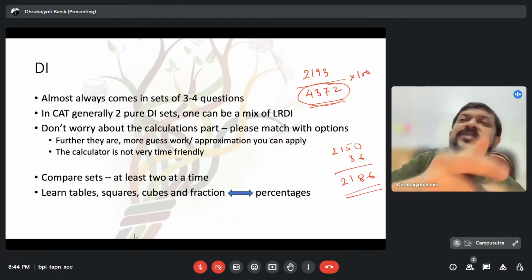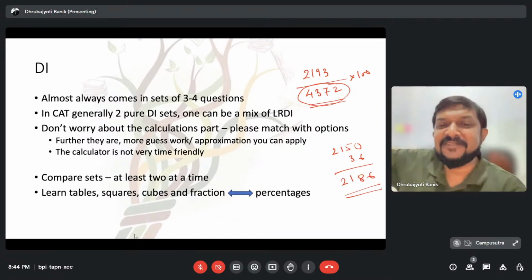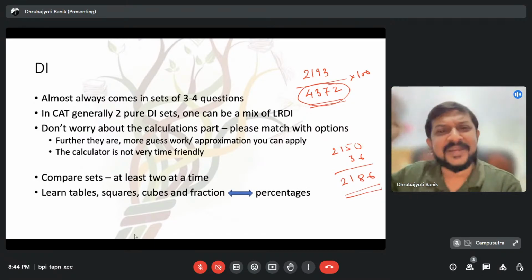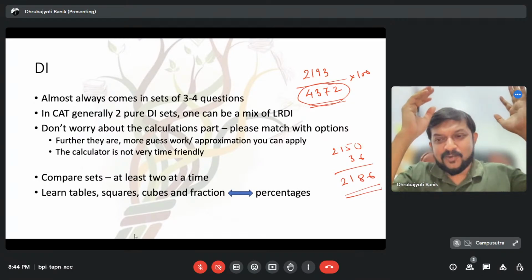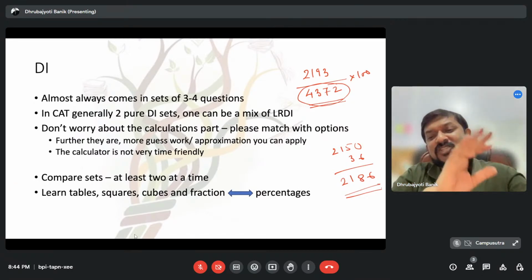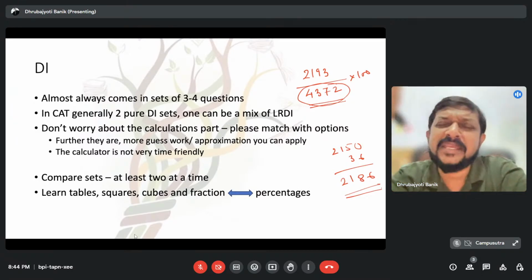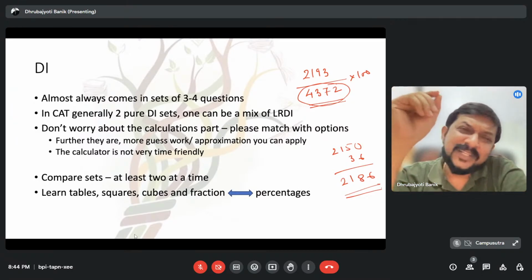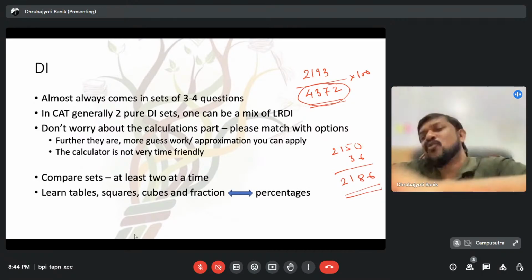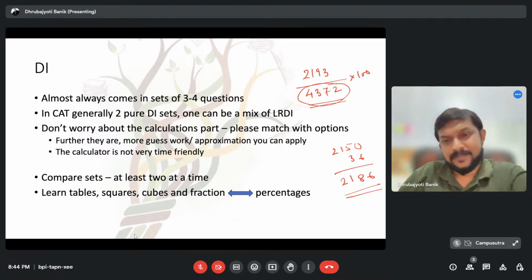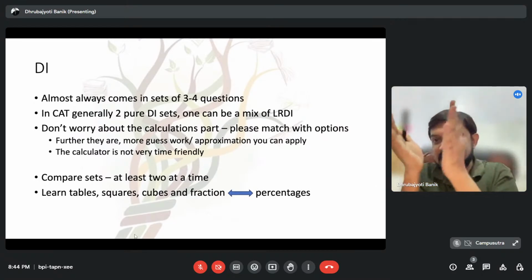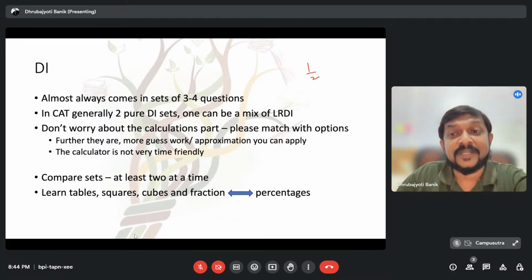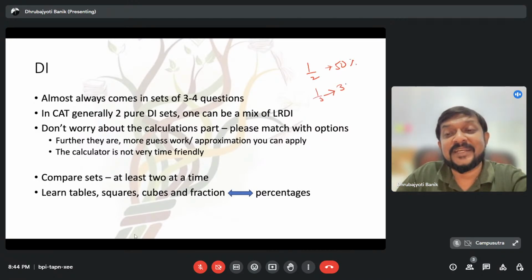Whether the options are 50.36, 51.27, 49.76, it really does not matter whether they are 3 decimal places or 4 decimal places, because you can quickly see that the answer will be just above 50%, minutely above 50%. Whether the answer is 50.12% is really not required. So it is very important that you get into a range. You have to understand the halves. You have to understand that half is 50%. You have to understand that 1/3 is 33.33%, right?